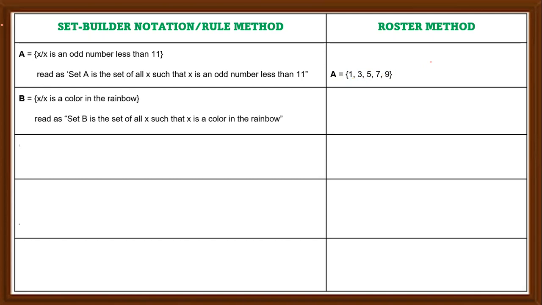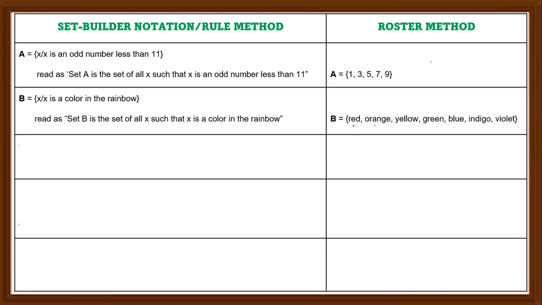Let's have another example. Set B is equal to, read as, set B is the set of all x such that, yung slash na to, such that x is a color in the rainbow. Understood, alam mo na yung tinutukoy niya na color in the rainbow. Ililista natin gamit yung roster method. So, eto ngayon yung sagot natin dito sa column of roster method. We have the red, orange, yellow, green, blue, indigo, violet. But make sure, don't forget, kailangan separated by comma, enclosed by braces.